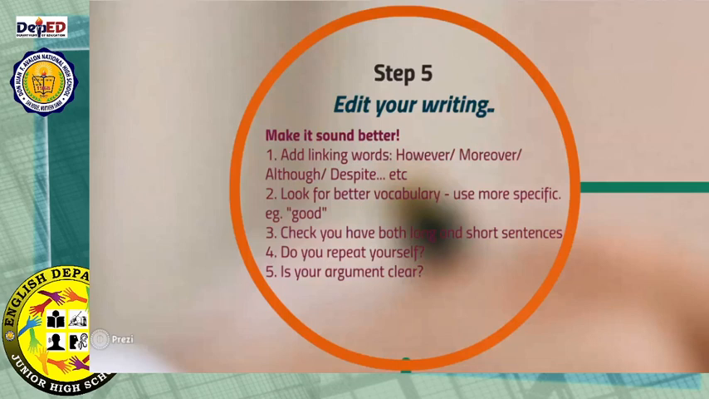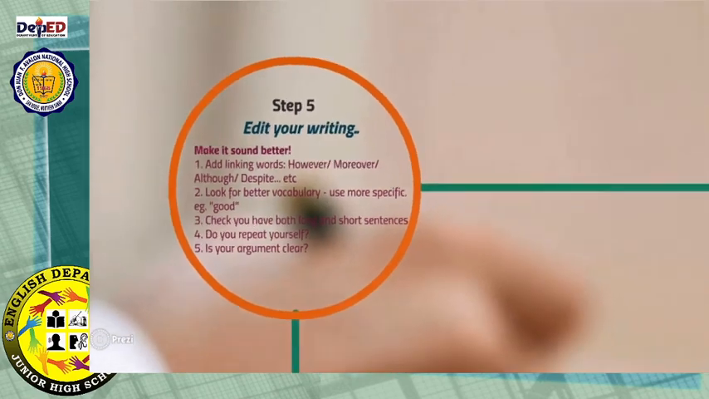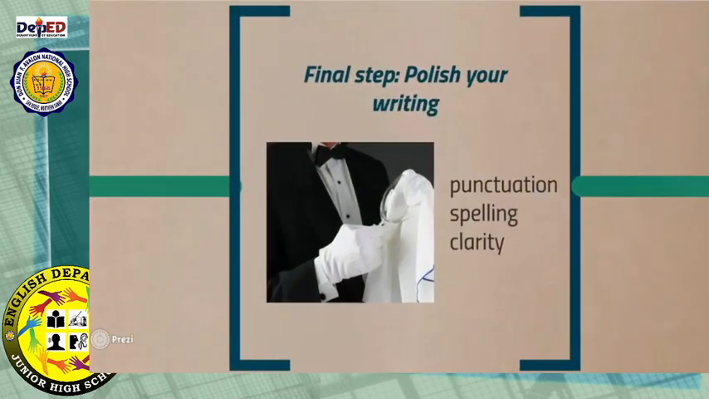3. Check you have both long and short sentences. 4. Do you repeat yourself? 5. Is your argument clear? Step 6 and final step, polish your writing. This is your final edit, so focus on the details. Read it once for punctuation, once for spelling, and then once finally for clarity, because clarity is the most important.